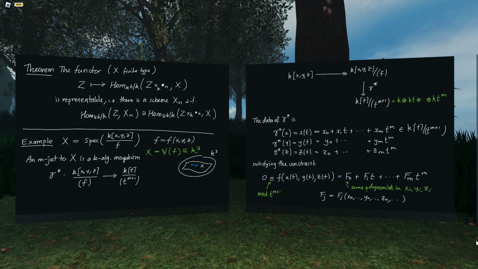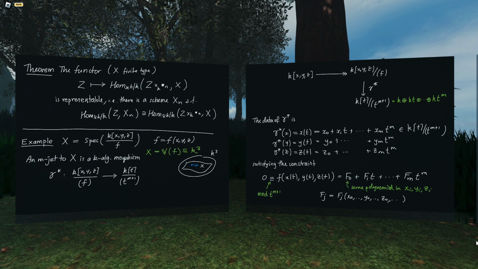And then I suppose you have higher terms here, but we don't care about those. So this equation, this constraint, tells you that f0, f1 through fm vanish. Right? Okay, so these are actually the equations of the mth jet scheme.